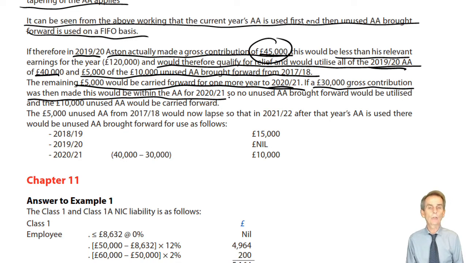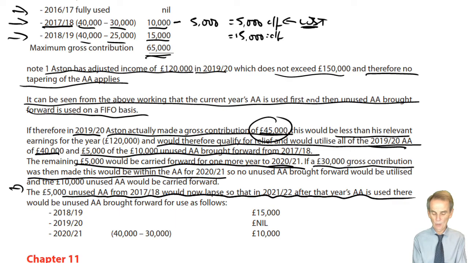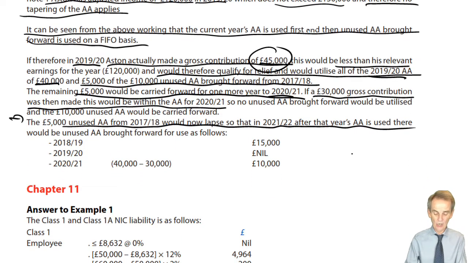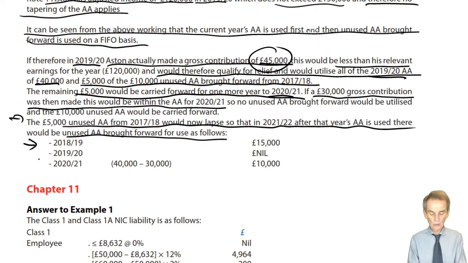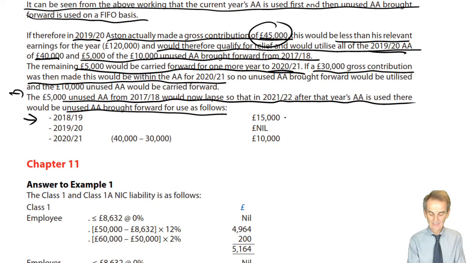But what now would be the unused allowance carried forward at the end of the 2021 tax year? The £5,000 that related to 1718 will be lost. That goes. So the £5,000 of unused AA from 17 would now lapse. So as in 21-22, after that year's own AA is used, there would be unused AA brought forward for use as follows. 3 years back from 21-22 would take us to 18-19. What do we have there? We haven't touched it. We've still got that £15,000.